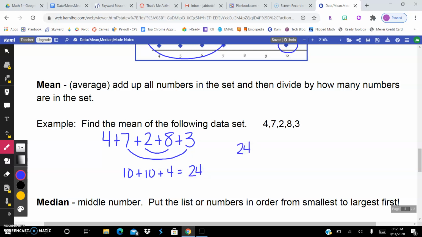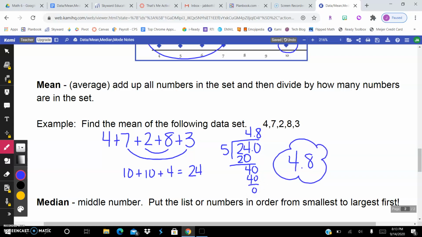Then I have to divide that by how many are in the list. There's 5 numbers in the list. So 5 goes into 24 4 times. Subtract, add a decimal and a 0. Decimal goes up, 0 goes down. 5 goes into 40 8 times exactly. So our mean here is 4.8.